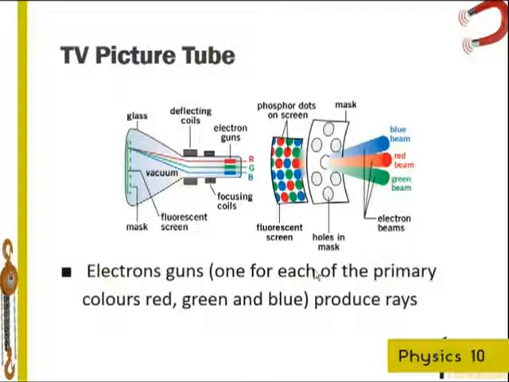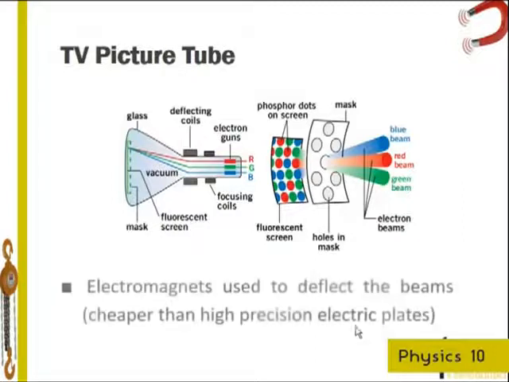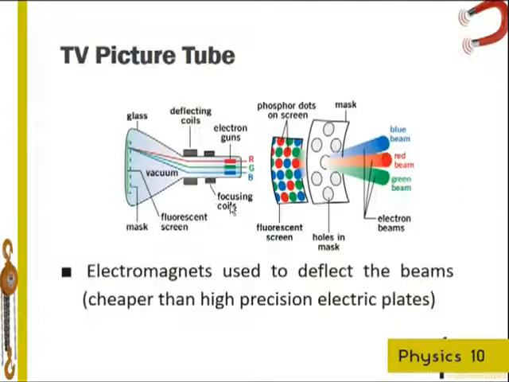First of all, let's just go through the steps. The electron guns, one for each of the primary colors, red, green, and blue, produce rays. An electromagnet is used to deflect the beam. Now, you could also use electric plates, but electric plates tend to be quite expensive. Although they're very high precision, electromagnets will do the job. Electromagnets will deflect the beams coming from the blue, red, and green guns.